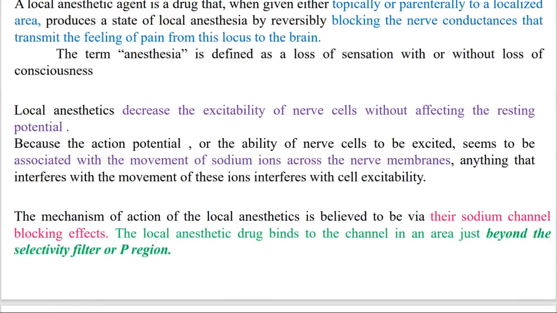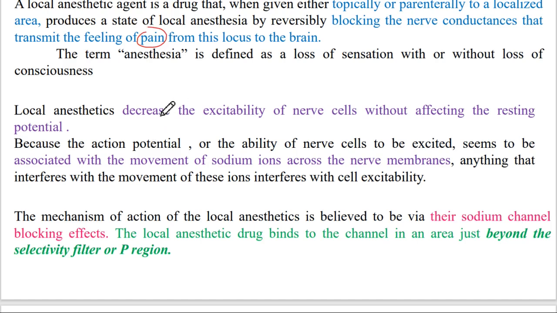Let's start and understand what a local anesthetic is. A local anesthetic is nothing but an agent or a drug that is given either topically or parenterally at a localized area, that produces local anesthesia by reversibly blocking the nerve conductance that transmits the feeling of pain from the locus to the brain. This simply means it is a reversible suppression of any kind of pain, or loss of sensation, without the loss of consciousness. This is a very important definition. The term anesthesia is defined as a loss of sensation without any loss of consciousness.